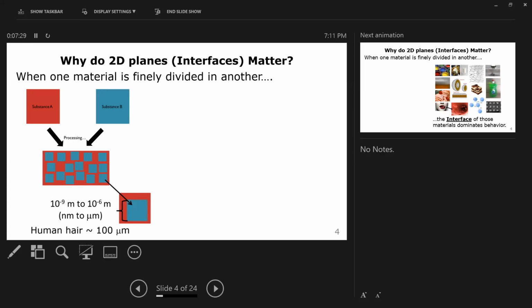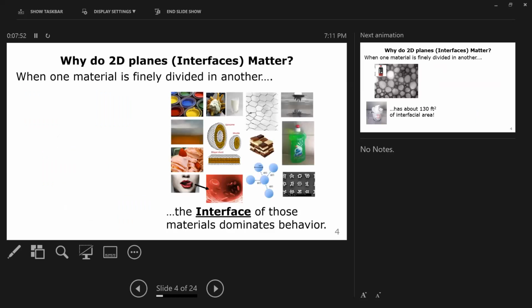And just to give you an example, the human hair is about 100 microns in size. So the bubbles in your beer are on the scale of, depending on the beer you're drinking, let's say 100 microns or less. And when you do that, you're creating a huge amount of interfacial area. This is applicable to basically every product that you use in your everyday life, with the exception of maybe tap water.